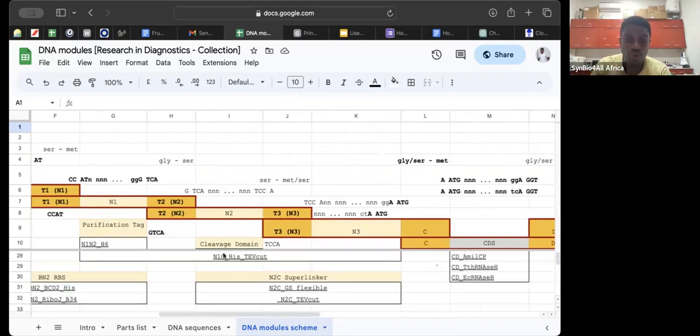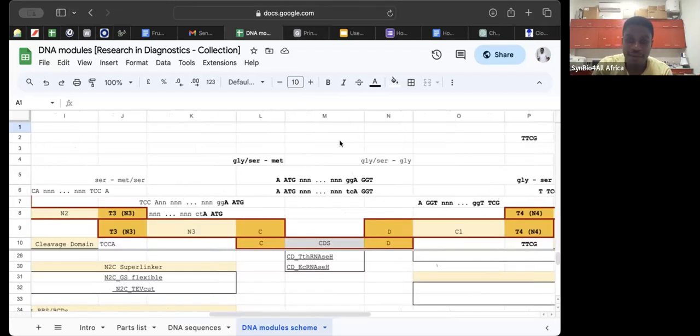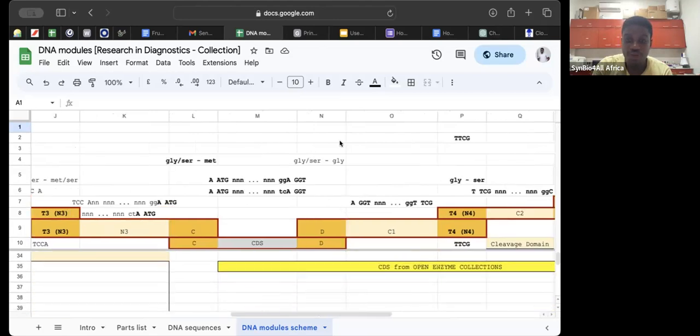Now, if you want to do promoter, RBS and then a purification tag, but you don't want the cleavage, you don't want any cleaving DNA, then you have to use this superlinker here. And this allows you to bypass this cleave over here. I hope that makes sense. If you don't understand, just hit me up. And so it goes on like that.